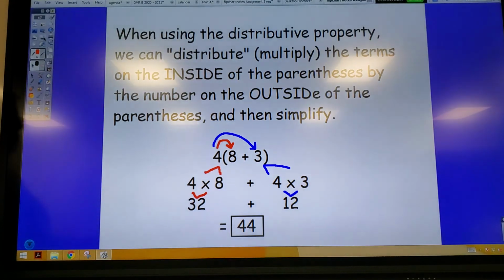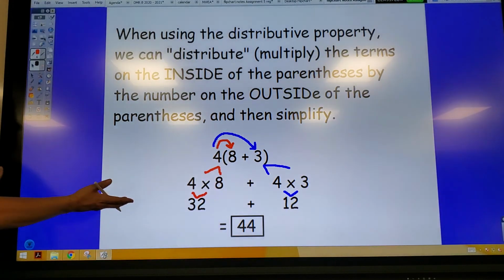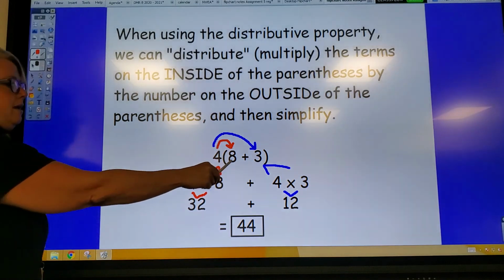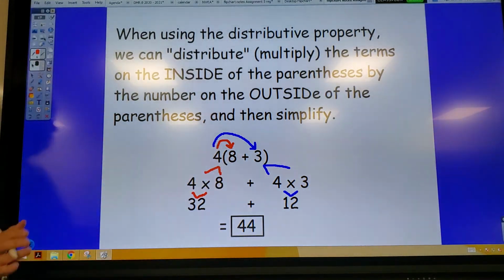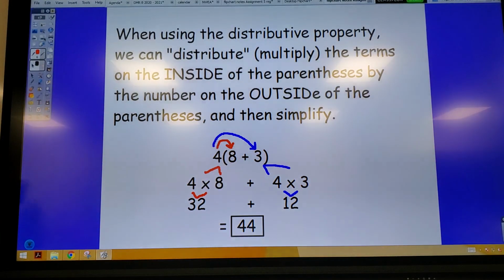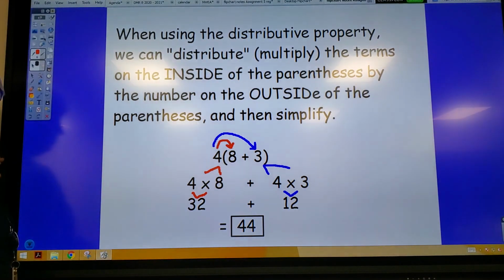Now, why in the world would you do that for this problem? You wouldn't, okay? This takes more time than doing it the original way, which was just 8 plus 3 is 11, and 4 times 11 is 44. That's easier. So the purpose of the distributive property is for when you have variables, okay?